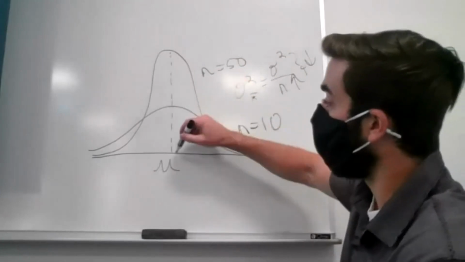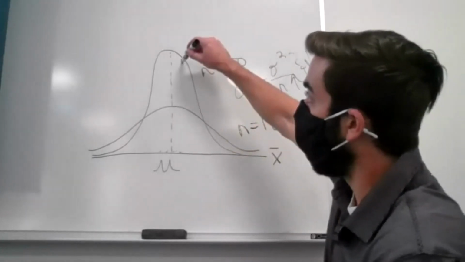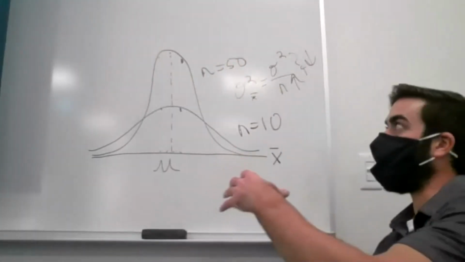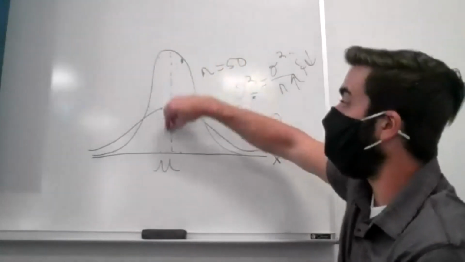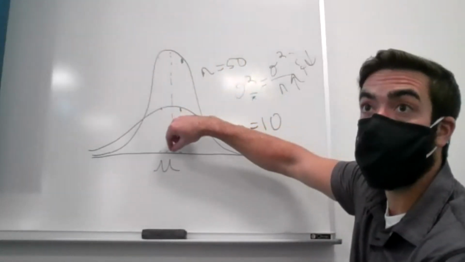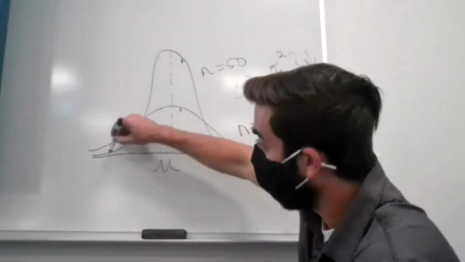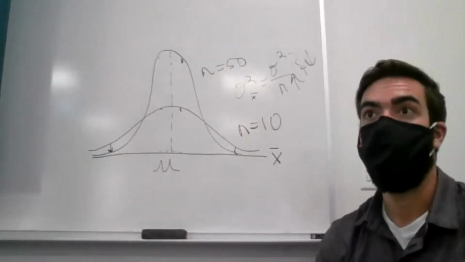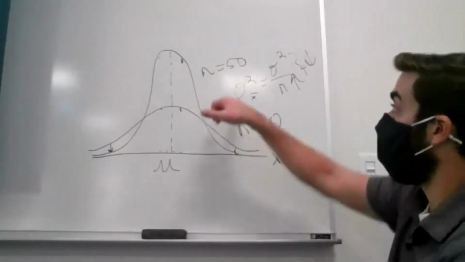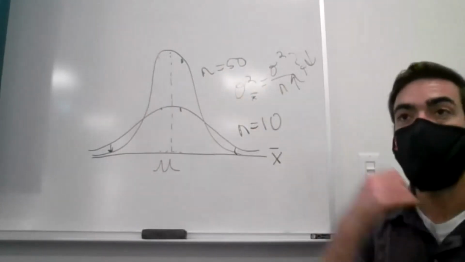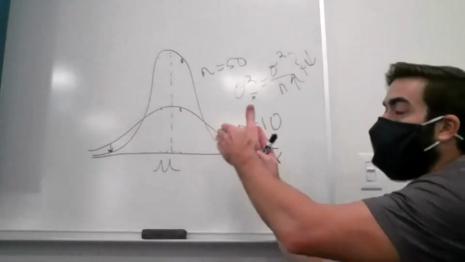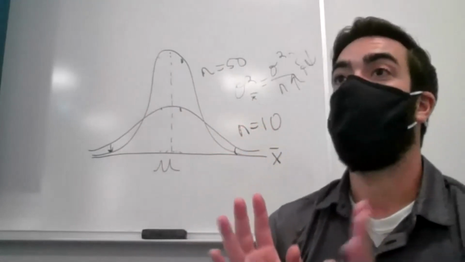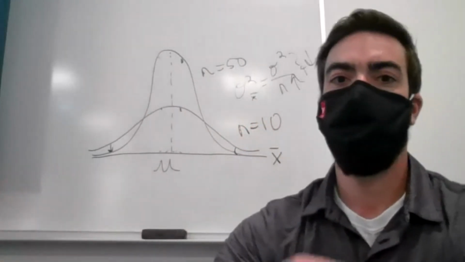When I take higher sample sizes, the values really close to the mean have much higher likelihoods of occurring. So by taking high sample sizes, I've increased the probability that I see a sample mean really close to the population mean, and I've decreased the probability that I see values that are really far from the population mean. So this is why it's important that we know this variance is linked to the sample size, because by taking higher sample sizes, I'm getting a more peaked distribution and decreasing the likelihood that I see values that are further from the mean. Okay.